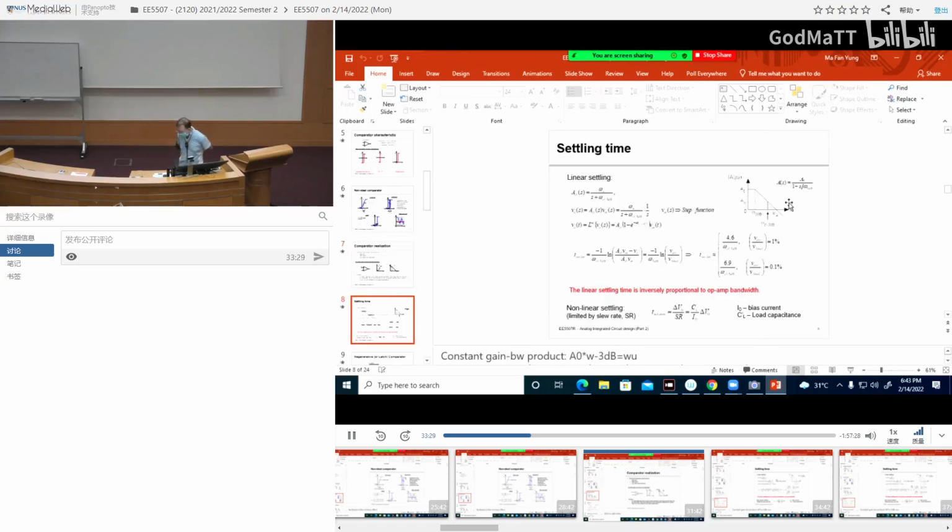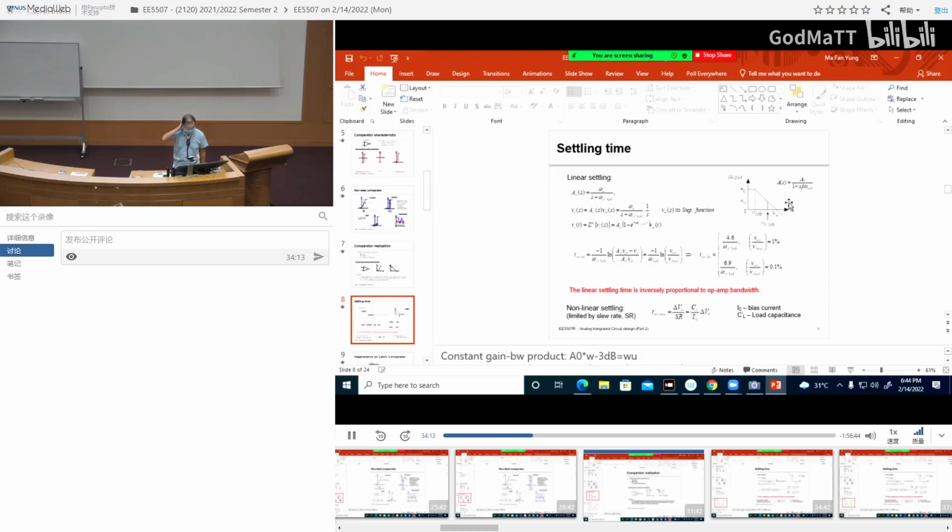Here is the mathematical derivation of what we mean by settling time. Basically, you take your op-amp open loop transfer function A of S, and you apply an input which is a unit step. You all know what a unit step is? It means the input is just one step, 0 to 1 volt or whatever. A single step. And then you look at the output of your op-amp.